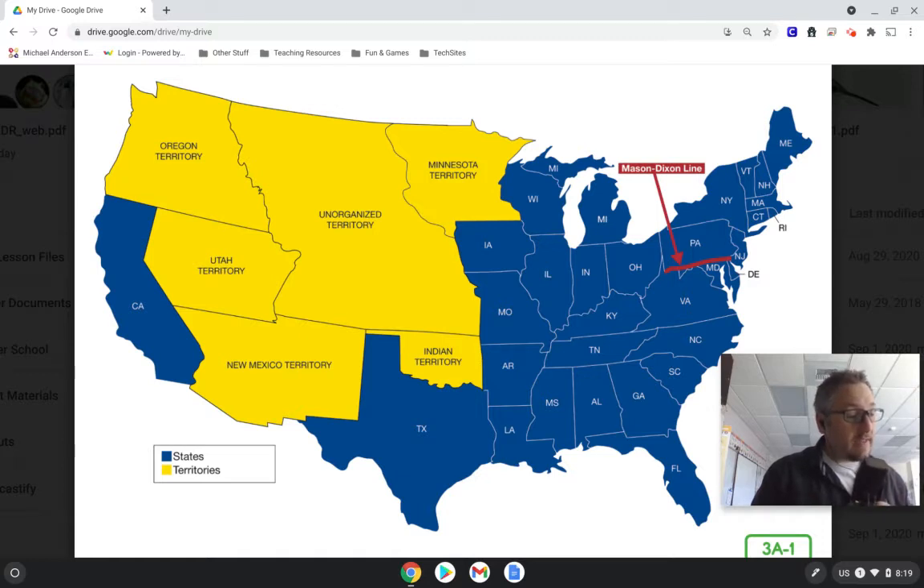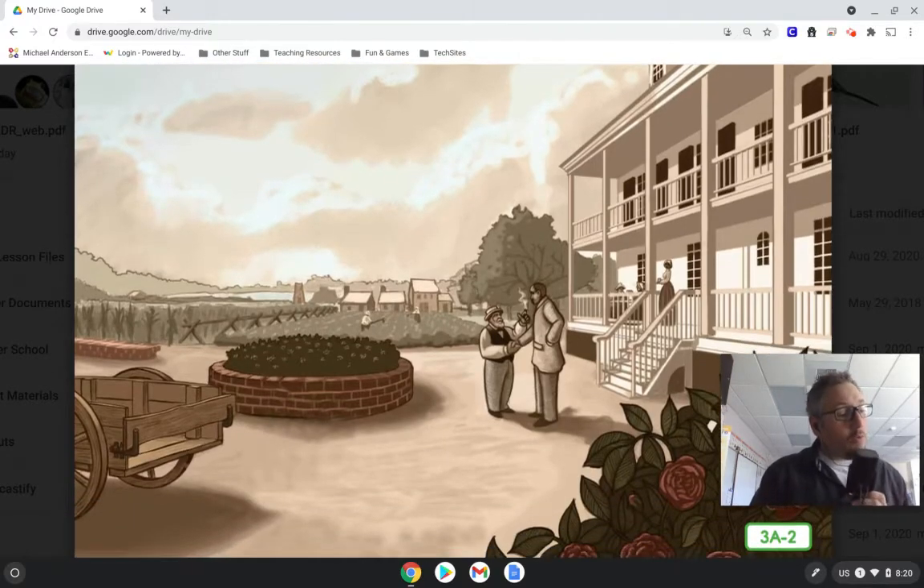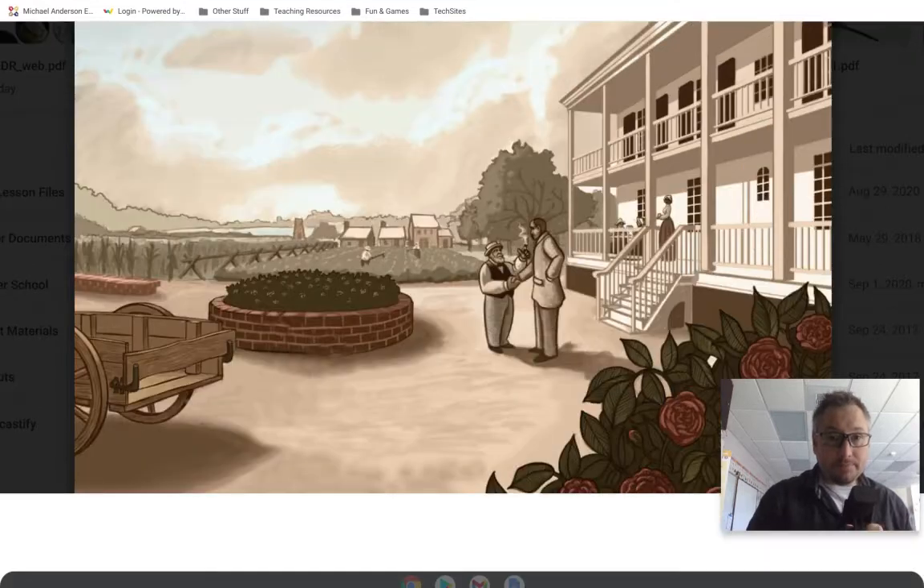Slavery was allowed in the South below the Mason-Dixon line, but slavery was not allowed in the North above the Mason-Dixon line. What were the major differences between the states in the North and the South? Well, slavery was the most obvious difference between the North and the South, but it was not the only difference.